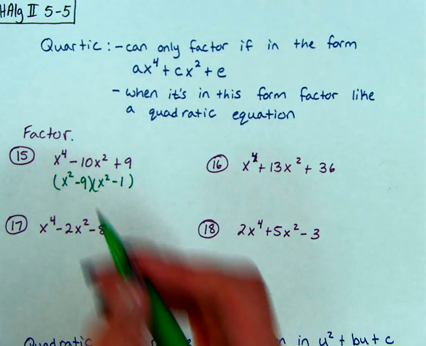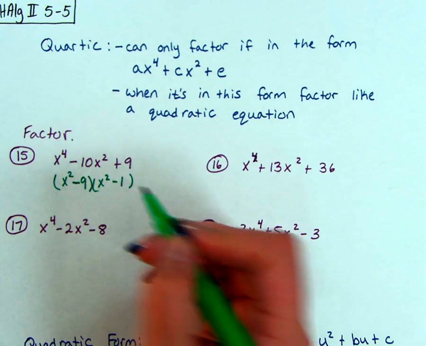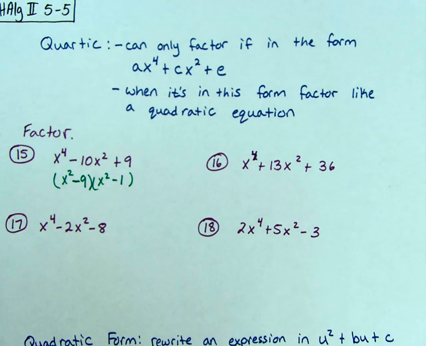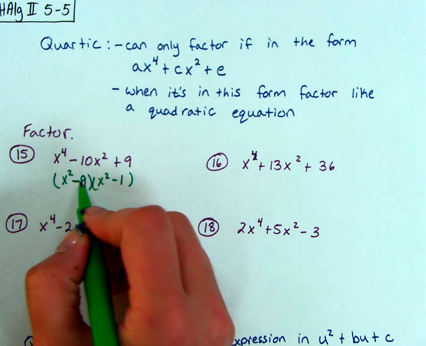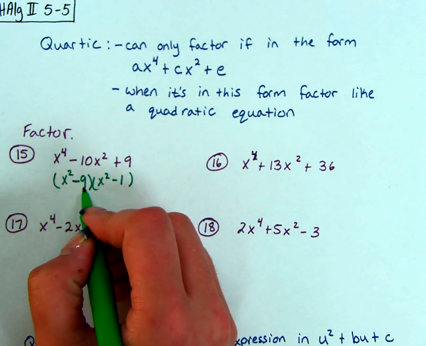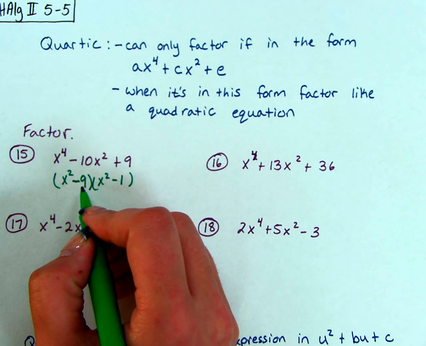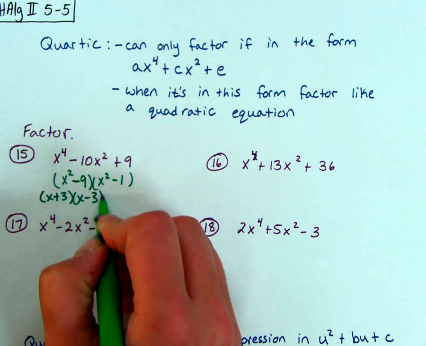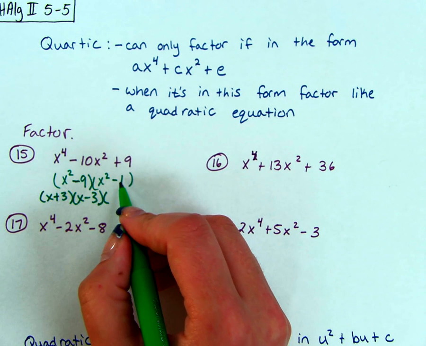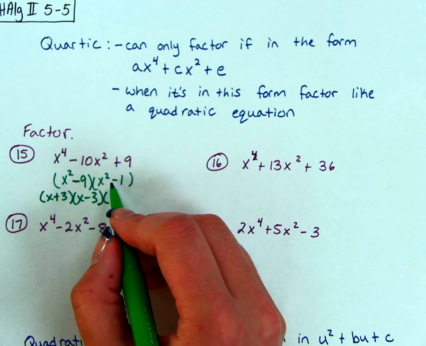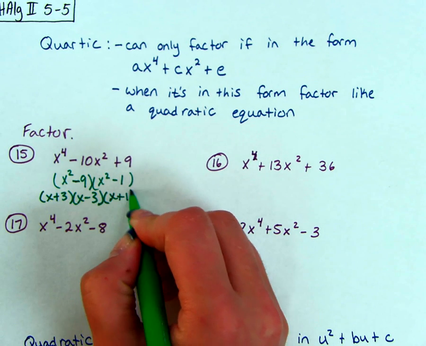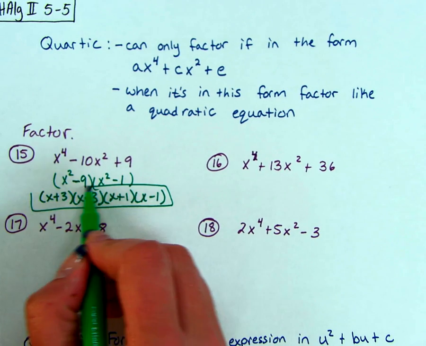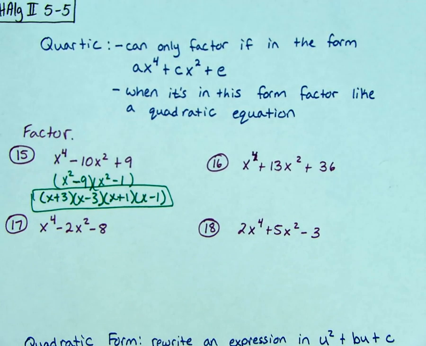And then this first term I'm going to split as x squared and x squared. And now we need to decide if we have the difference of squares. Both 9 and 1 are perfect squares, so that means that we can actually keep factoring for this one. So two numbers that multiply to be negative 9, add to be 0, would be a positive 3 and a negative 3. And then two numbers that multiply to be negative 1, add to be 0, would be a positive 1 and a negative 1. So this is our final factored answer.